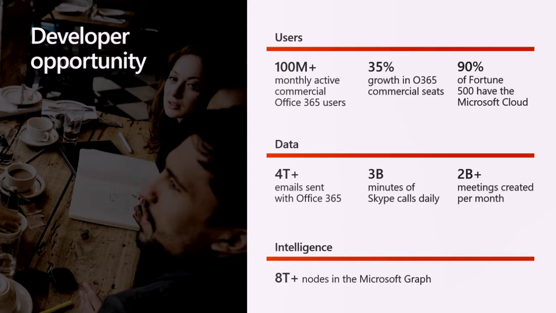That pairs with just a ton of data. You can see there those ginormous numbers that we have: the 4 trillion plus emails that get sent with Office 365, the 3 billion minutes of Skype calls that happen every day, the 2 billion meetings created a month, which both Rob and I joke, a lot of them are on our calendars. So there's just a lot of really valuable business data getting created in Office 365, which the platform also lets you access. So I can go and pull all those signals, all that data to build really interesting solutions. And all that adds up to over 8 trillion nodes in the Microsoft Graph.